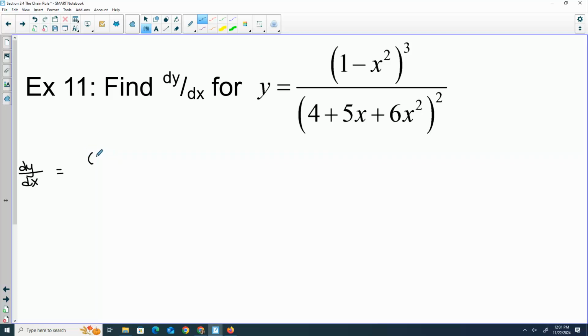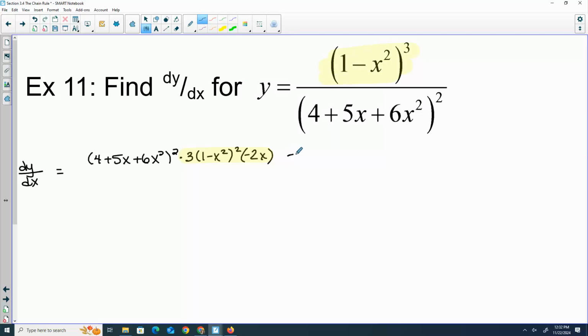Okay. So quotient rule. Low D high. So derivative of the top. We bring down the 3. We have the 1 minus x squared. Subtract 1 from the power, so it's squared. Times derivative of the inside is negative 2x. So all of this is representing the derivative of the top.